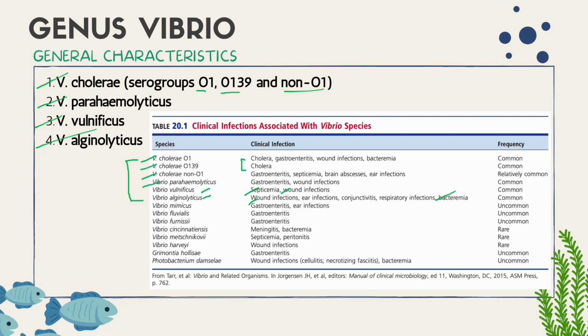Okay? So, this is what I was saying about necrotizing fasciitis, the Photobacterium damselae. Usually, this is quite rare to happen, but this is the bacterium that causes necrotizing fasciitis. So, it's not only this one, no? We have a lot of bacteria that cause this particular wound infection. One of them is Photobacterium damselae.